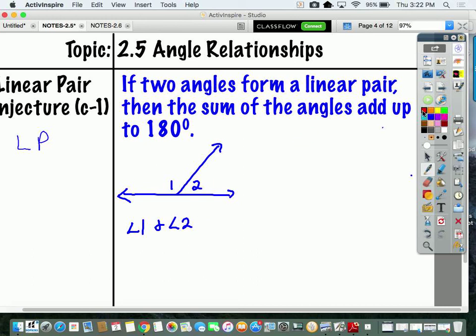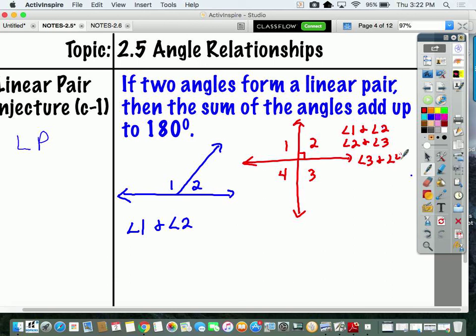Another example, let's suppose that I just drew some perpendicular lines like this. And these are perpendicular because of the box. I have angles 1, 2, 3, and 4. There's a lot of linear pairs on this diagram. So I could say angle 1 and angle 2 are a linear pair. Angle 2 and angle 3, angle 3 and angle 4, angle 1 and angle 4. So there's a whole bunch of two angles that form a linear pair.